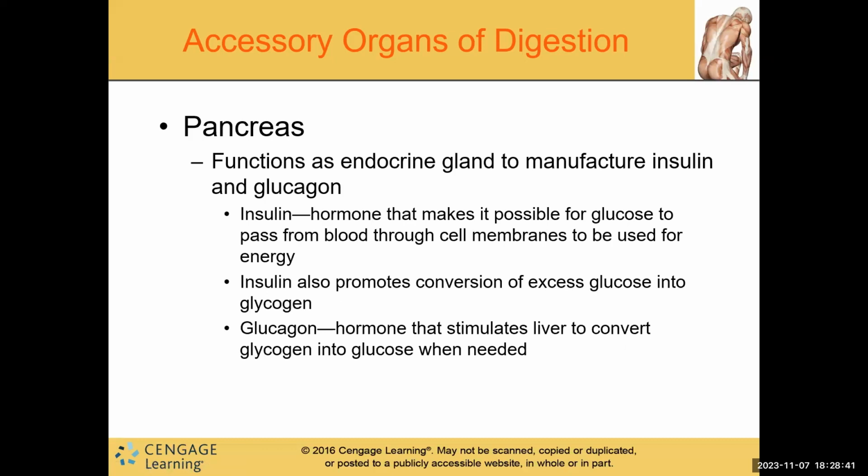It functions as an endocrine gland to manufacture insulin and glucagon. So we all hear about diabetes, type 1 diabetes, type 2 diabetes. And that has to do with the pancreas not being able to manufacture insulin correctly. We need insulin. It's a hormone that allows our body to use the sugars in our blood and allow them to go into the cells. If we don't have insulin or the insulin isn't working correctly, we'll have sugar in our blood, but it can't go into the cells and the cells actually start starving.